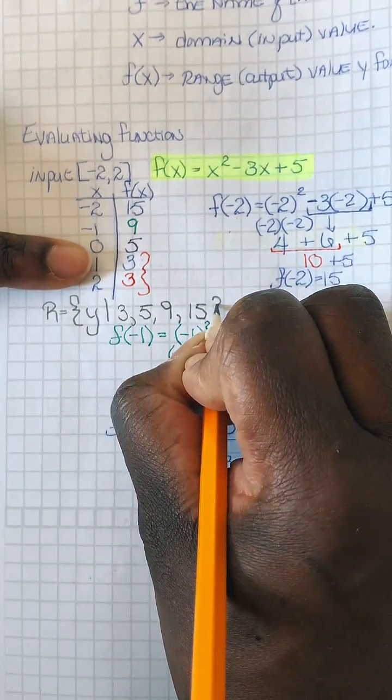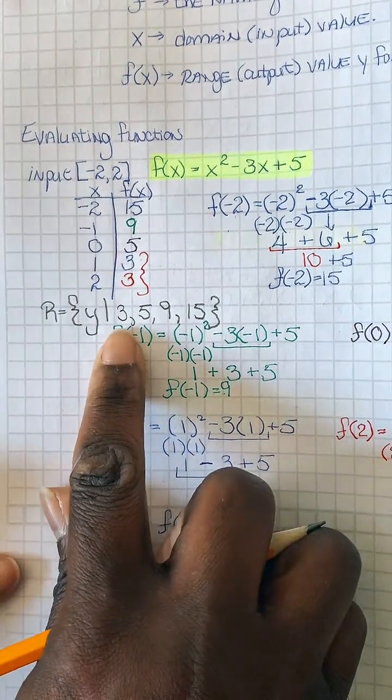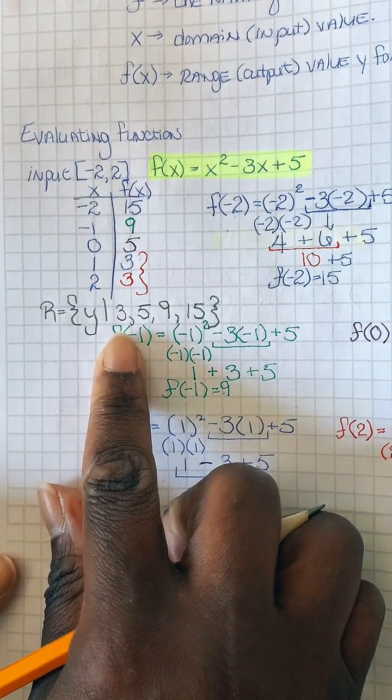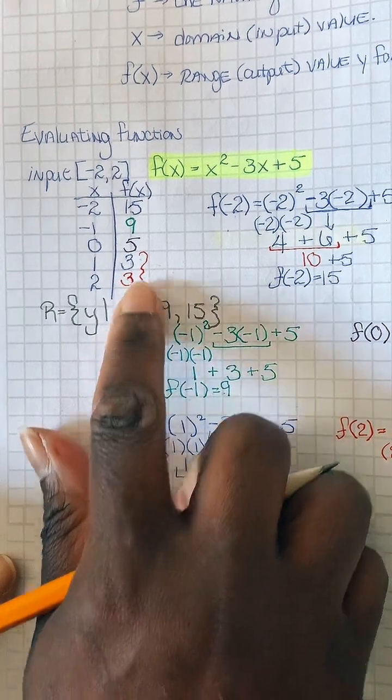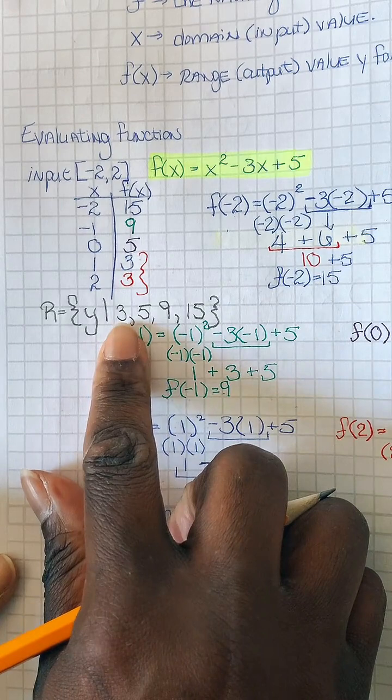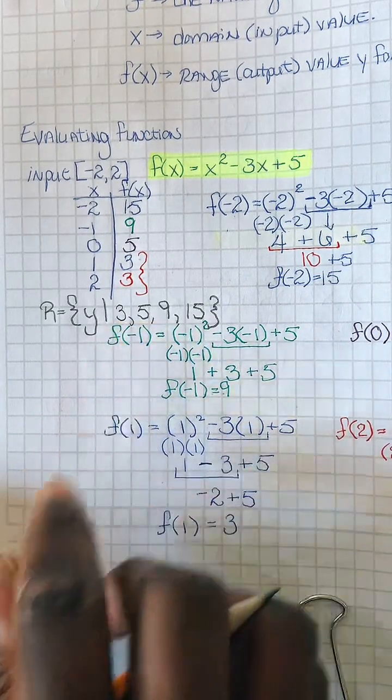But you're probably saying, hey, Audrey, you didn't write the 3 down twice. Now, when you're writing the set, if it repeats, you don't have to write it twice. You just have to write it once.